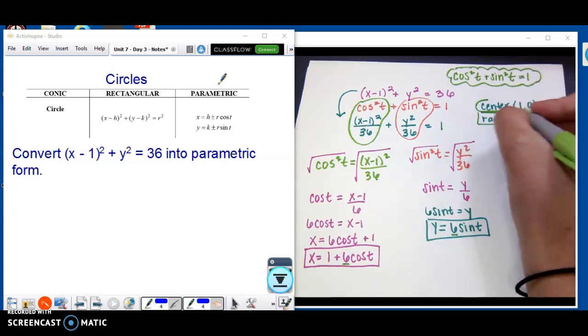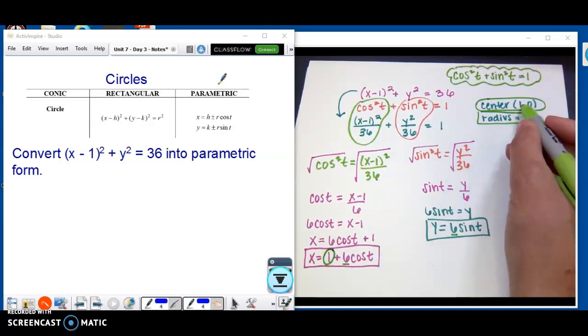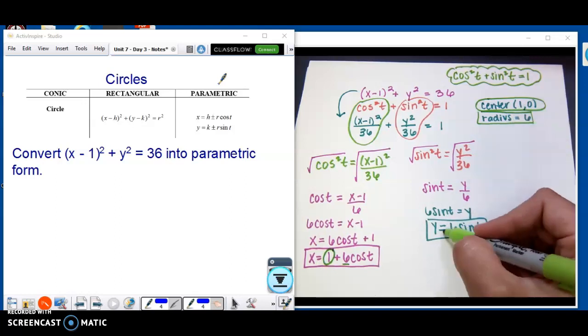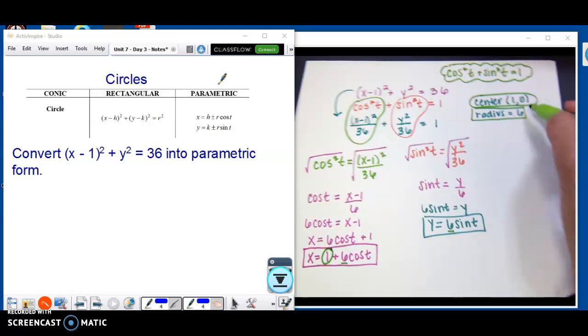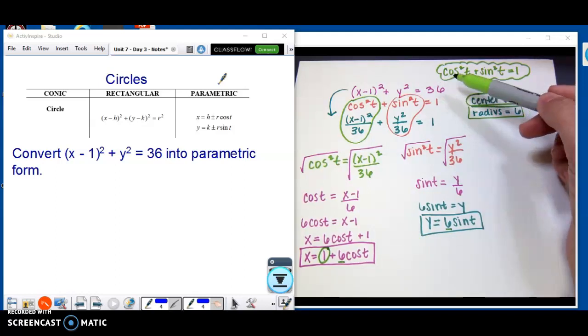The center is going to come from what is added in the front. So see how there's a 1 here in front? That's where the x-coordinate of the center is. And then there's really no term in front here. It would just be like 0 plus. That's where the 0 comes from. So when you have these in parametric form, you can actually tell a lot about the circle without having to put it back in rectangular form.